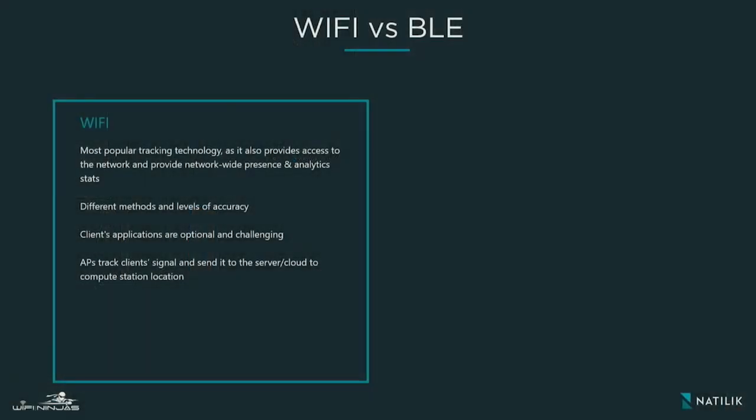The first one being Wi-Fi, which is generally the most popular tracking method because it also provides access to the network. You can get different methods and levels of accuracy through Wi-Fi, which we'll cover in a couple of slides' time. Client applications are optional, but they're quite challenging because there's no way for the application to know the Wi-Fi MAC address of the client that it's on. And then the APs track the client signal and then feed that off to a server or cloud to compute the station location.